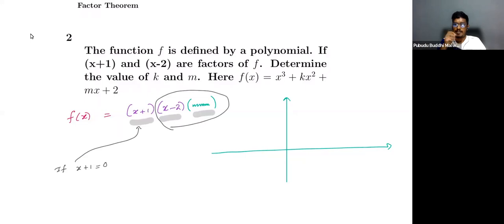So what's the meaning of that? If x plus 1 equals 0, then f of x equals 0, right? For that x value, f of x equals 0. But we can compute that x value. I'm going to move plus 1 to the other side, x equals minus 1. If x equals minus 1, f of minus 1 equals 0.